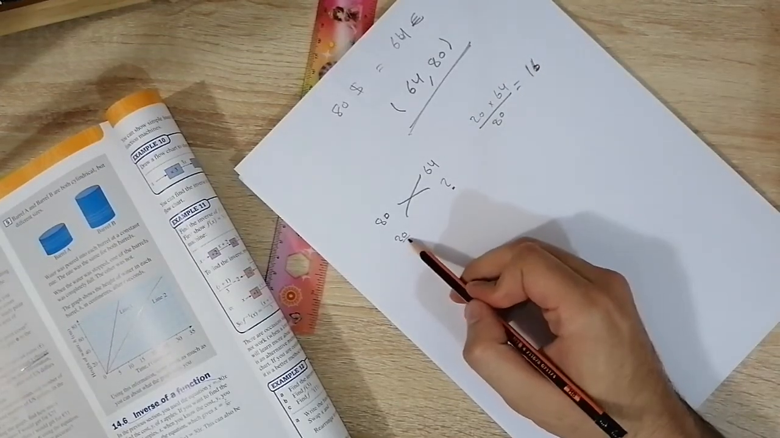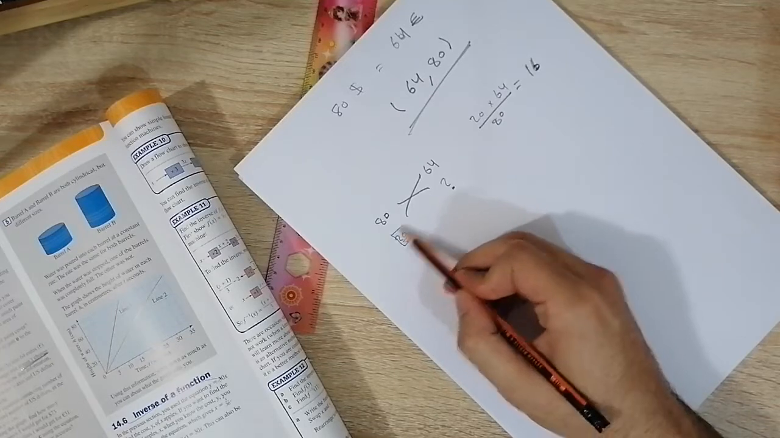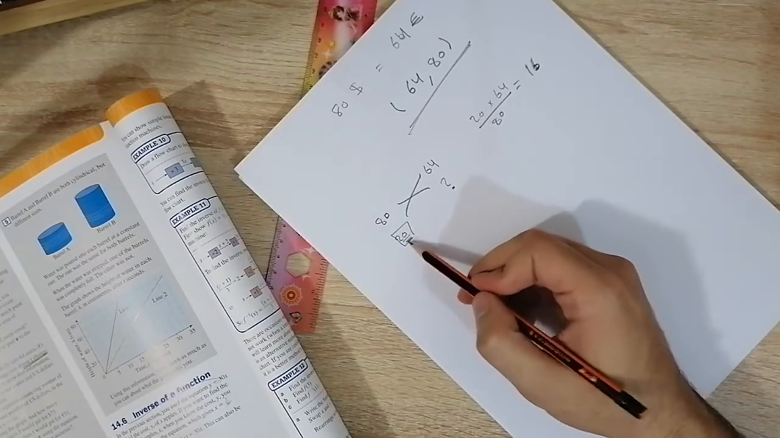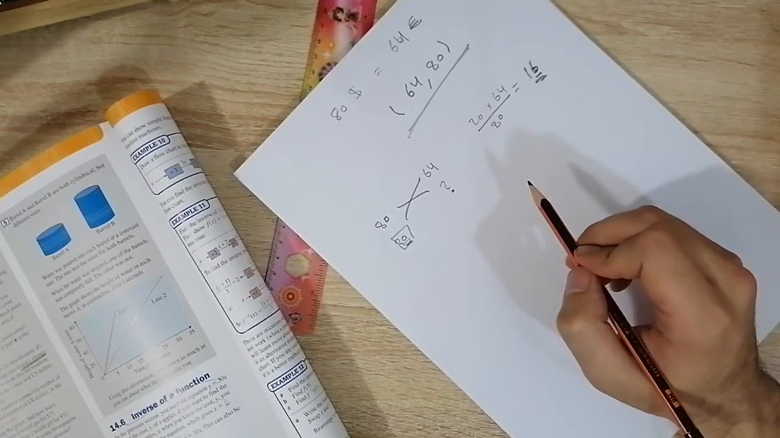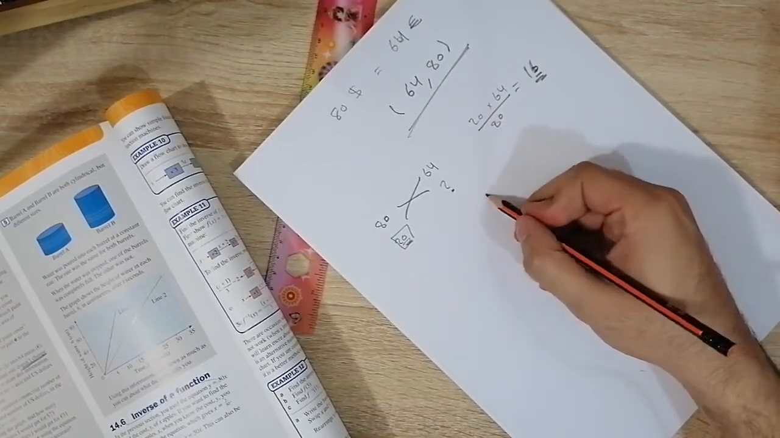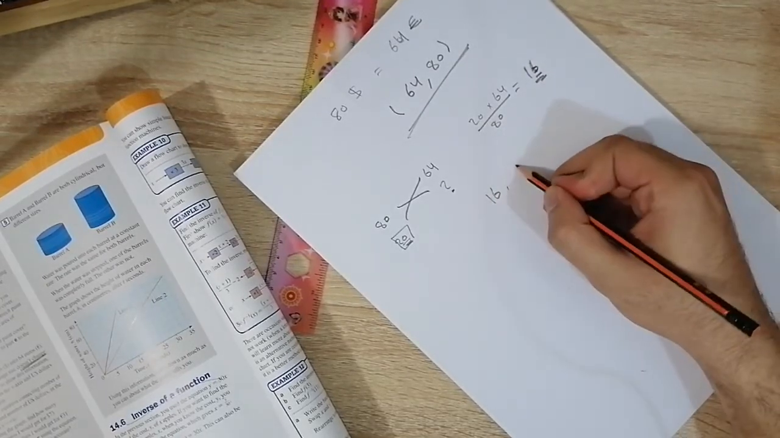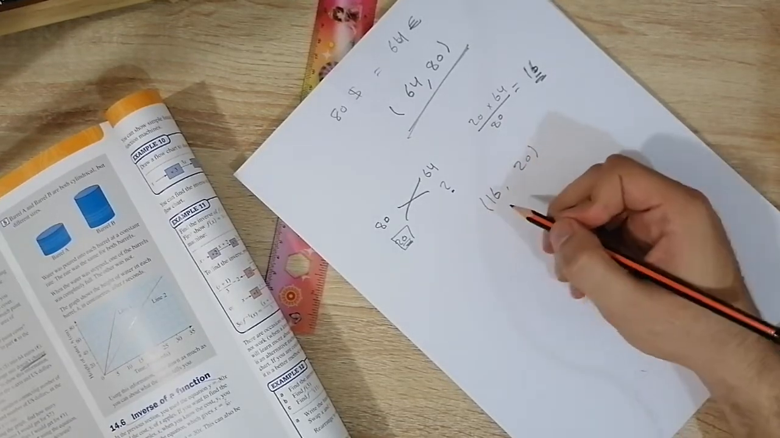Guys, I have dollars here. This one is dollars. It means what, X or Y? It will be Y. This one is X, and 16 euro, just $20. This is the second coordinate.